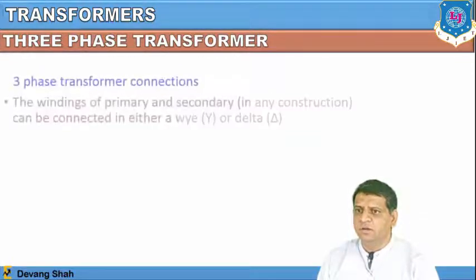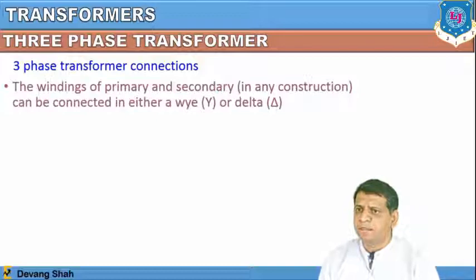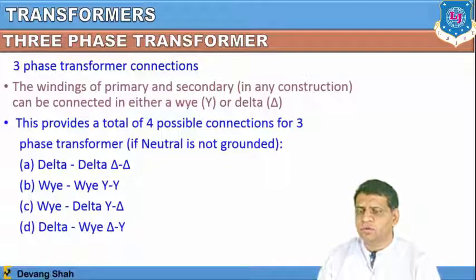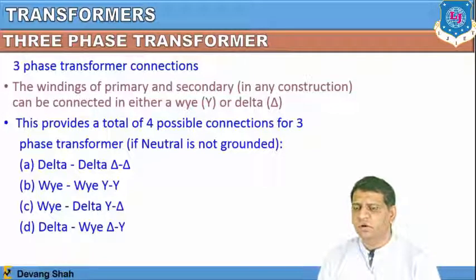Now you can see in the three-phase transformer connection, the windings of the primary and secondary, in any construction, can be connected either in a star shape, or Y, or a delta shape. So there are four combinations you get in the construction of the windings of a three-phase transformer. Case number 1 is delta and delta, that means the primary winding is delta and the secondary winding is also delta. Case number 2 is Y and Y, that means the primary winding is Y connected and the secondary winding is Y connected, or star to star. Case number 3 is Y to delta, and case number 4 is delta to Y.